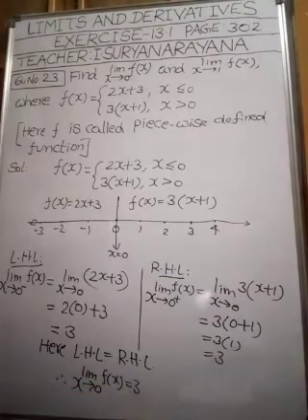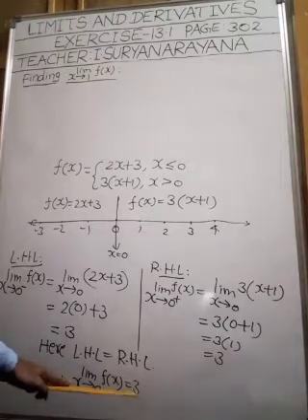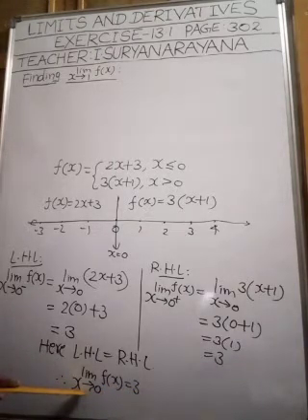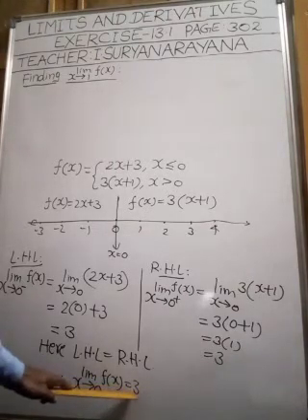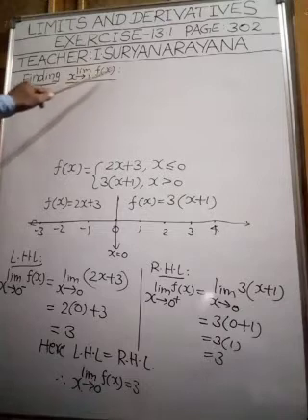Understood, my dear children? Right. So this is the first part of the question. As x tends to 0, limit of f of x is equal to 3. We have found it. Similarly, they asked us to find the limit of f of x as x tends to 1.